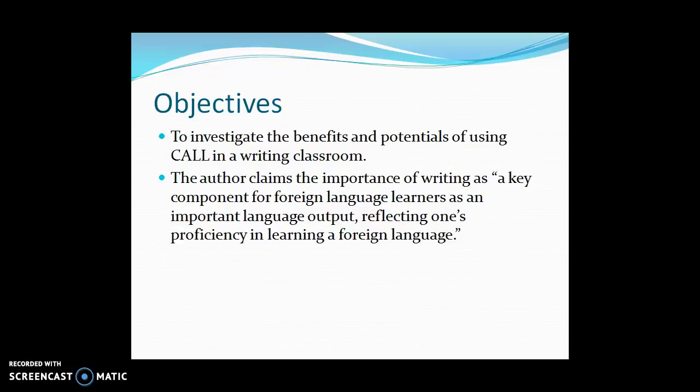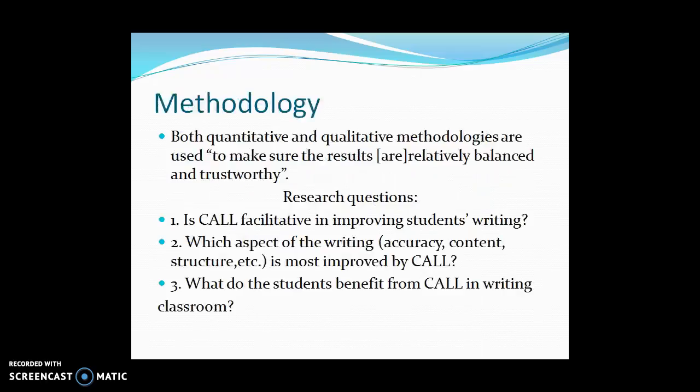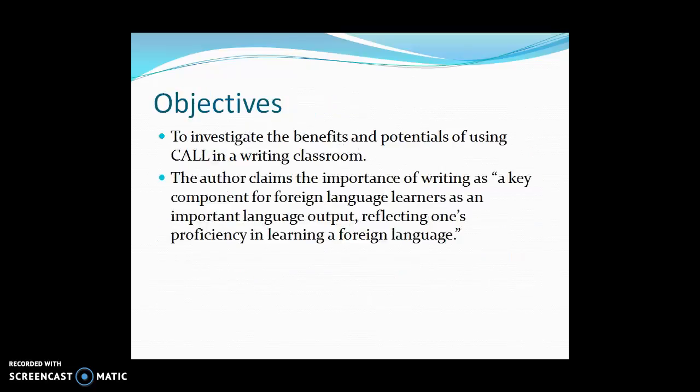Well, the objectives of this research are to investigate the benefits and potentials of using CALL in a writing classroom. And why is that? Well, there is this claim of the author that writing is very important, as a key component for foreign language learners, an important language output reflecting one's proficiency in learning a foreign language. I don't know about you, but I've taken a proficiency test myself, and writing is crucial in order to figure out someone's proficiency. And I totally agree with him. Also, students nowadays are very concerned about writing for exams and especially proficiency tests. So I guess developing a CALL method for those classes is something to make the teaching, let's say, less boring.